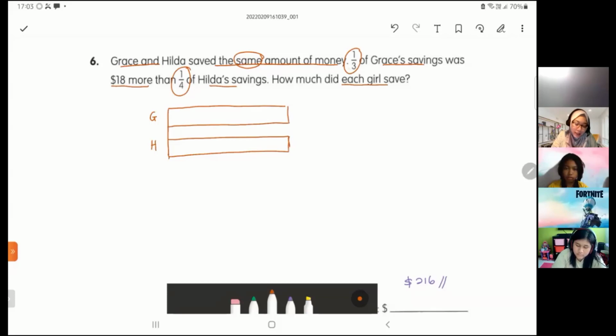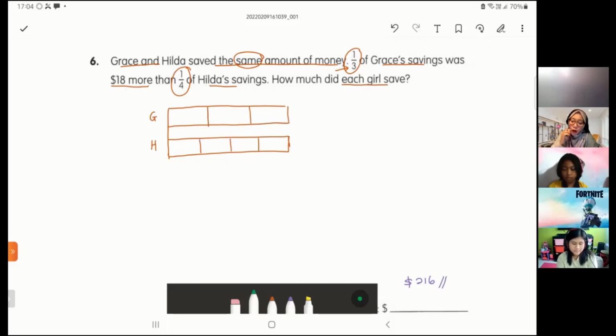However, for Grace's savings, the model is cut into 3 parts. So 1, 2, 3, 3 parts. For Hilda's savings, it is cut up into 4 parts. So 1, then 2, 3, 4. All right. And then we know that 1 part of Grace is $18 more than 1/4 of Hilda. Since they are the same length but different parts, we have to ensure that they are of equal parts first. If not, I can't start doing anything.